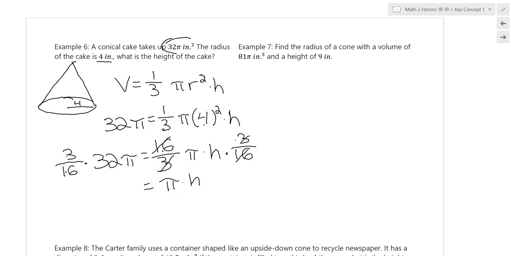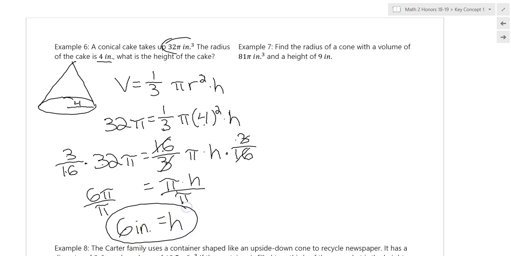Over here, 3/16 times 32 is 6 pi. You could type that into your calculator. I'm not going to, just for the sake of time. Now I'm just going to divide by pi. So I'm left with 6, what is this, in inches, equals my height. So my cake is 6 inches tall.